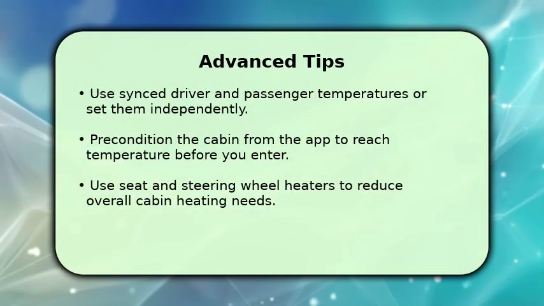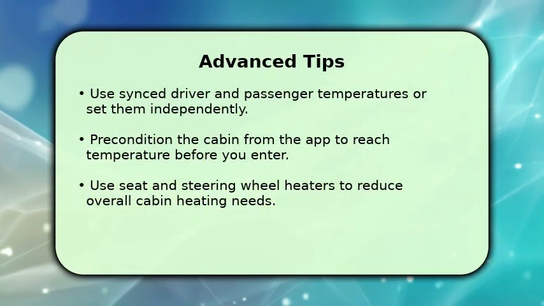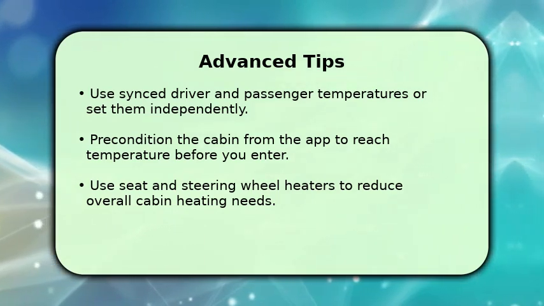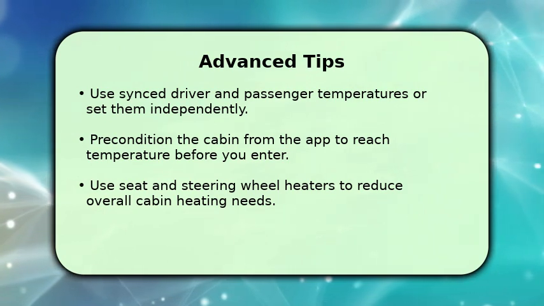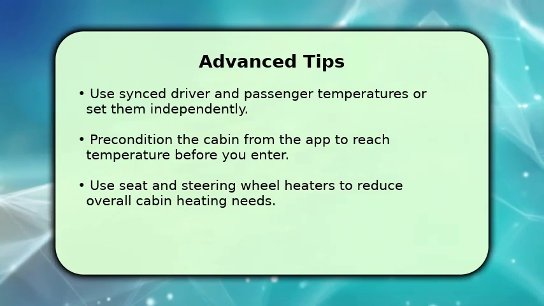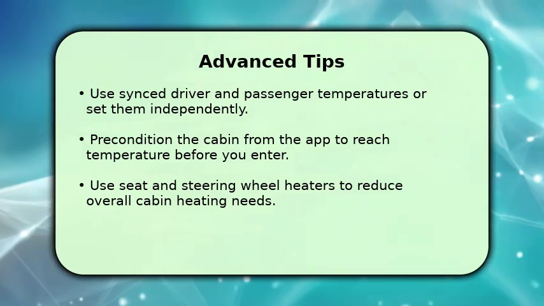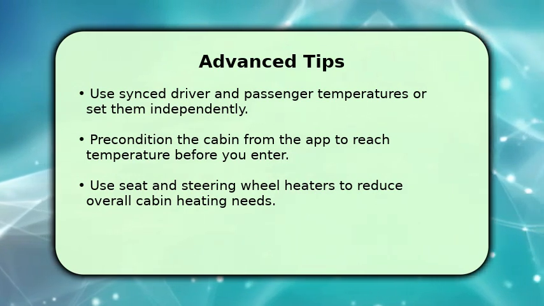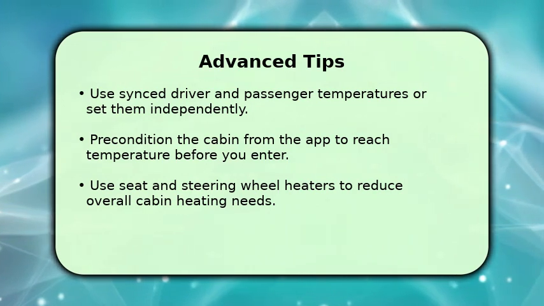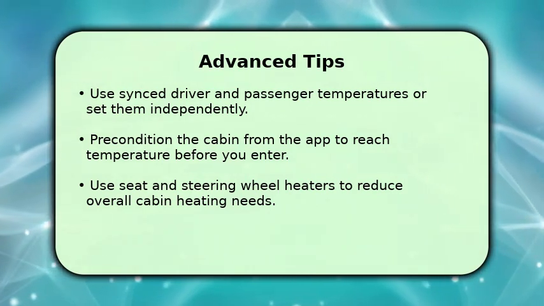You can sync or set driver and passenger temperatures independently to keep everyone comfortable during trips. Precondition the cabin from the Tesla app to warm or cool the car before you open the door, which saves energy while maximizing comfort. Rely on seat and steering wheel heaters for localized warmth so you can keep overall cabin temperature lower and conserve battery while still feeling cozy.